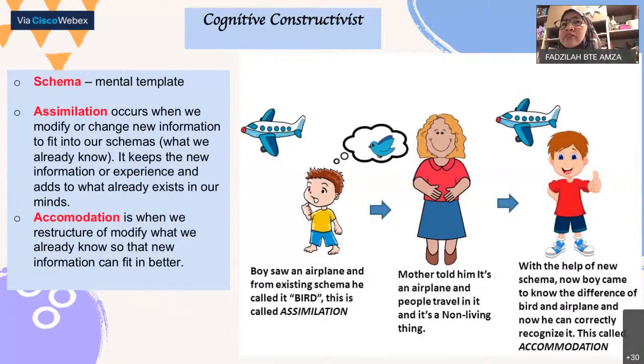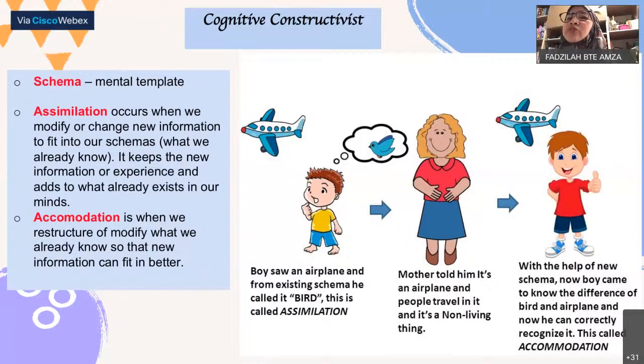The aeroplane has some similar characteristics with bird, but unfortunately aeroplane is a non-living thing, bird is a living thing. Both can fly with wing, but bird is a living thing, but the aeroplane is not. Okay, they are also part of the machine that actually helps the plane to fly. So the process is actually assimilate. Dia assimilate knowledge baru and accommodate. We restructure or modify what we already know so that new information can fit in better.